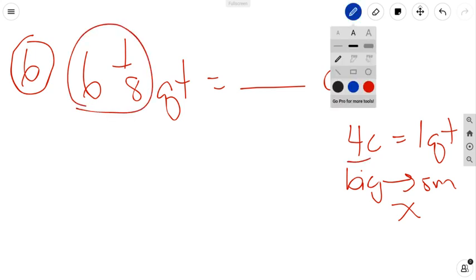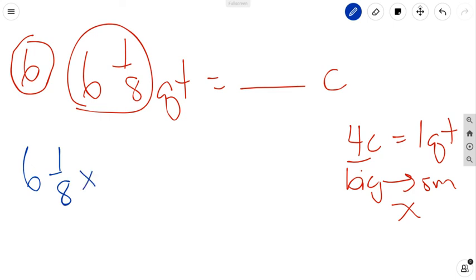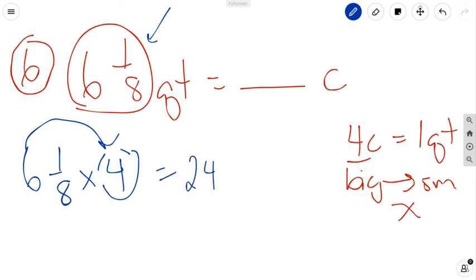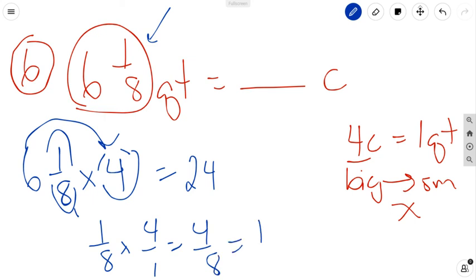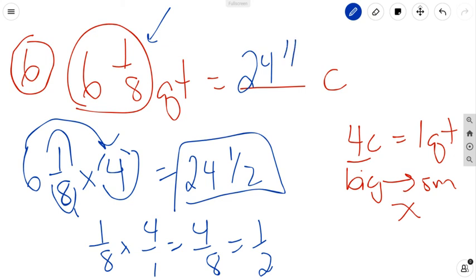We've converted this 6 1/8 to an improper fraction in order to multiply in the past, and that's perfectly fine, and that always works. But just for this particular problem, because I'm multiplying by a whole number, the 4, all I'm going to do is do 6 times 4 first. I know that 6 times 4 is 24. And because this is a fraction, I'm going to do 1/8 times 4. I'm going to get 4 over 8, which is equal to 1/2. So my answer is 24 1/2.